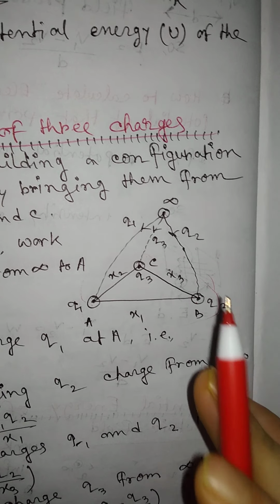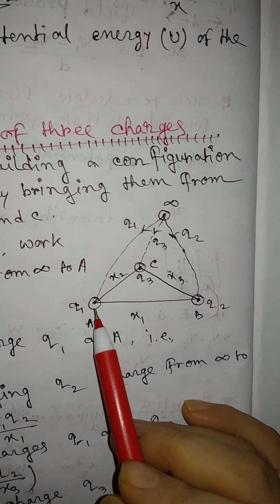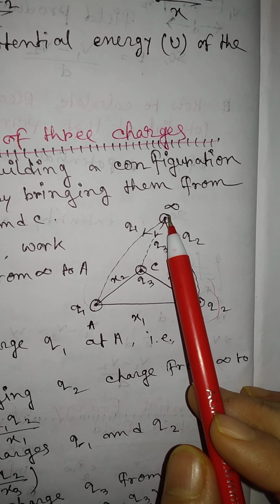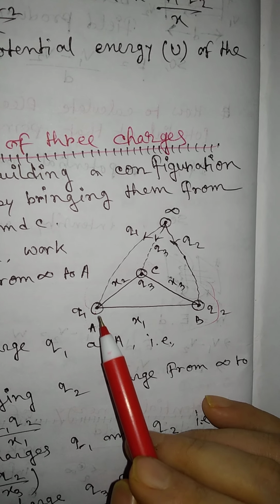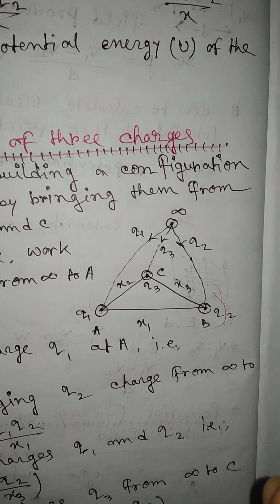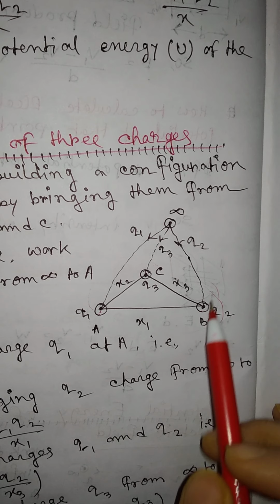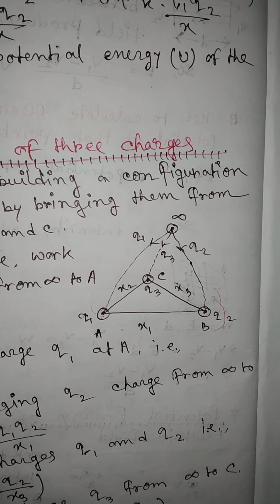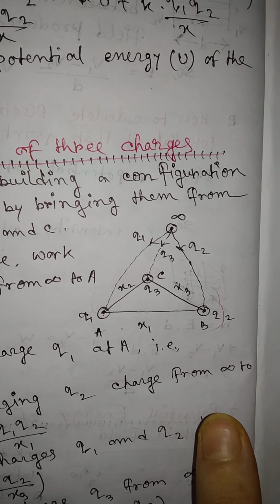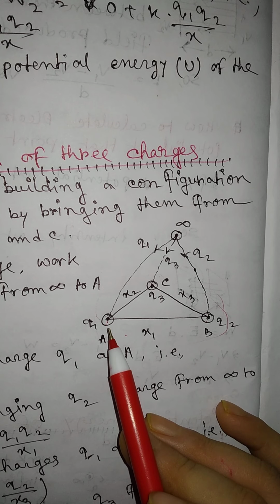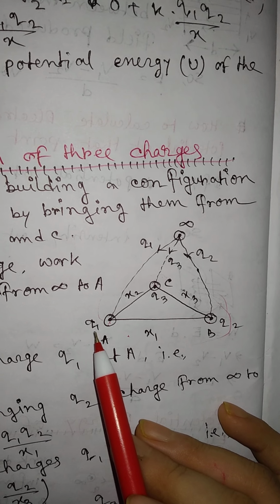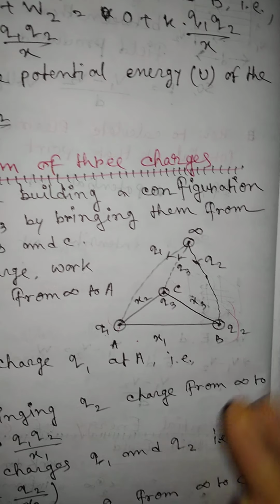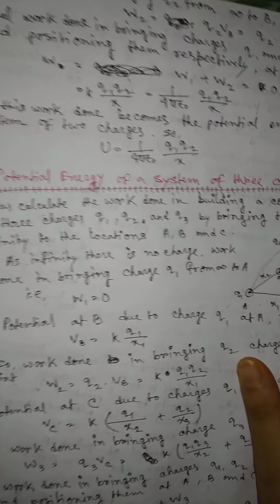So first here we are assuming that Q1 is the first charge. That means when we bring Q1 charge from infinity to point A, at this time no other charges are present there. So in the absence of any other charges, the work done to bring Q1 amount of charge from infinity to A equals 0, right?